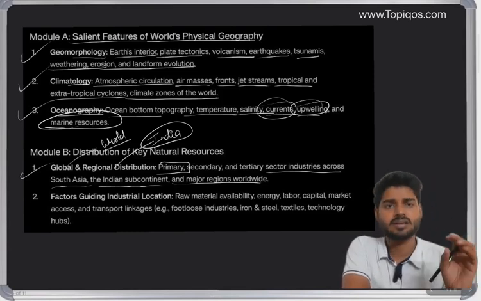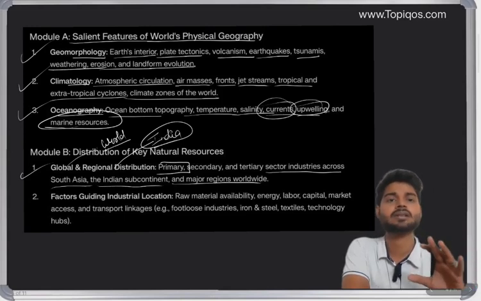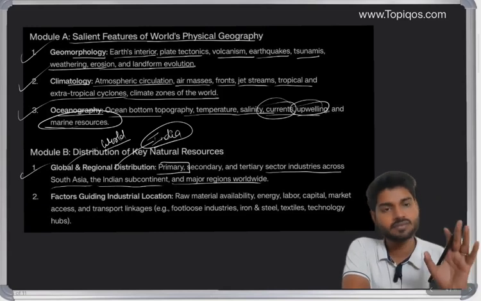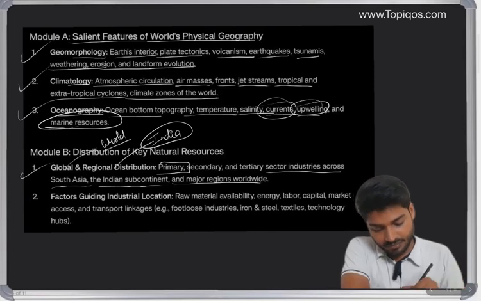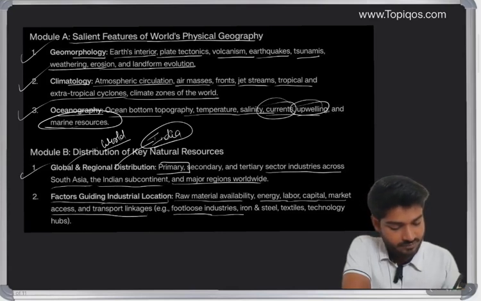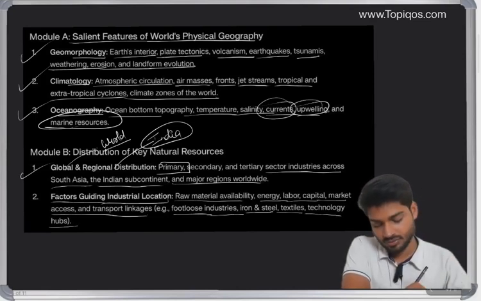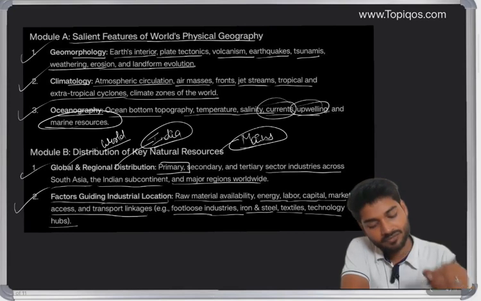For example, the cotton industry. We have seen food processing industry-based questions. However, food processing also comes in agriculture, so in agriculture we have agro-industries also. Then in the second part we are going to study factors guiding industrial location, for example raw material availability, energy, labor, capital, market access and transport linkage, food industries, iron and steel, textile, technology, and hubs. So this is basically a mains context, and this is a mains part of the syllabus.